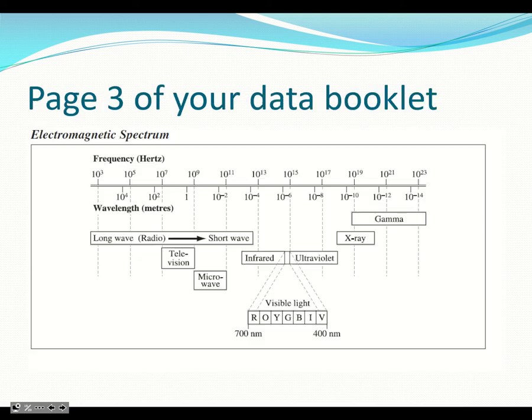Okay, so you don't have to memorize this order. You have this on page 3 of your data book. So this is the wavelengths getting smaller. We have long radio waves, short radio waves, television, microwaves, infrared. This is what we can see. We can see from 700 to 400 nanometers, and then we have ultraviolet light, X-ray, gamma, and that's our electromagnetic spectrum. So it's all on there, and you can use that in a test, and you should use that on a test.